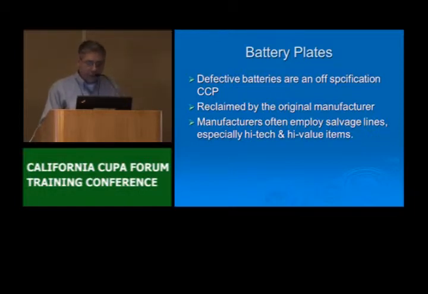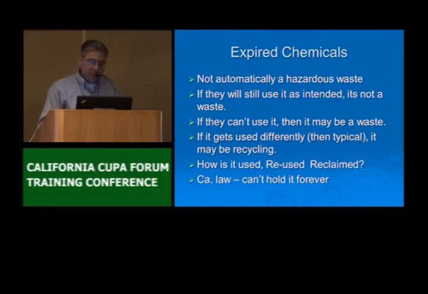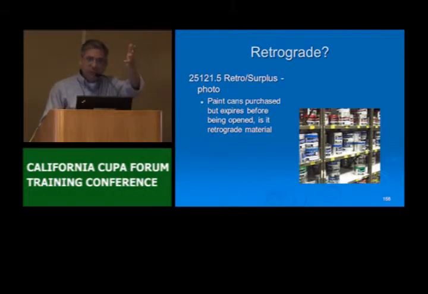Okay, we did expired chemicals, so I'm going to skip this. So here's a retrograde example. It's the same example you were giving. So you have paint cans, but the expiration date passes. Okay. The cans have never been opened. Okay, but I can still use that paint. In that case, it's not a waste. It's just paint, right? But if I can't use the paint and I send it back, then it could be retrograde material.